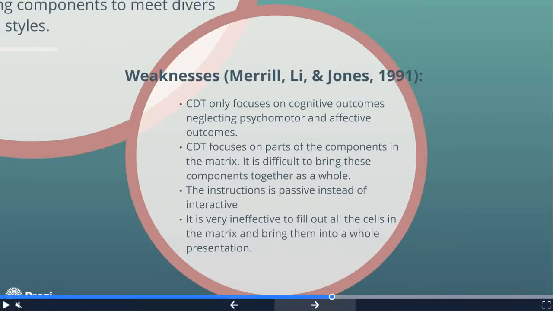On the other hand, CDT has certain limitations. Number 1. CDT only focuses on cognitive outcomes, neglecting psychomotor and affective outcomes. In other words, CDT pays more attention to knowledge acquisition without integrating it into practical skills. Number 2. CDT focuses on parts of the components in the matrix. It is difficult to bring these components together as a whole. Number 3. The instruction is passive instead of interactive. Number 4. It is very difficult to fill out all the cells in the matrix and bring them into a whole presentation.